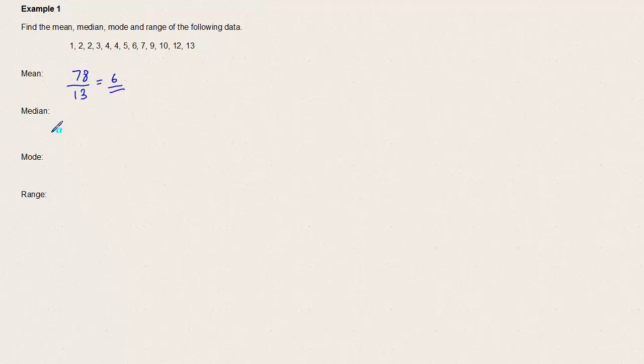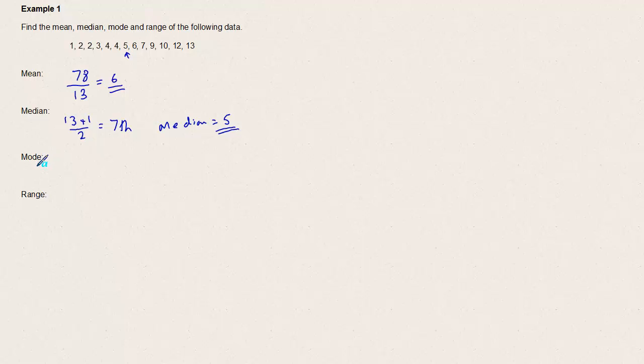Now the median is the middle piece of data in an ordered list. We know there were 13 pieces of data. Add 1 to that and divide by 2. 14 divided by 2 is 7, so the 7th piece of data is the one we want. So 1, 2, 3, 4, 5, 6, 7. The 7th piece of data is the 5, and so the median is equal to 5.